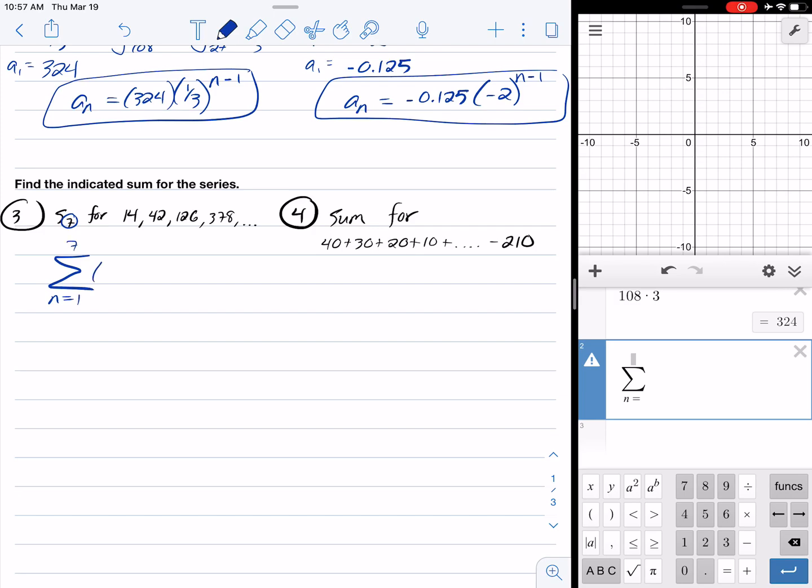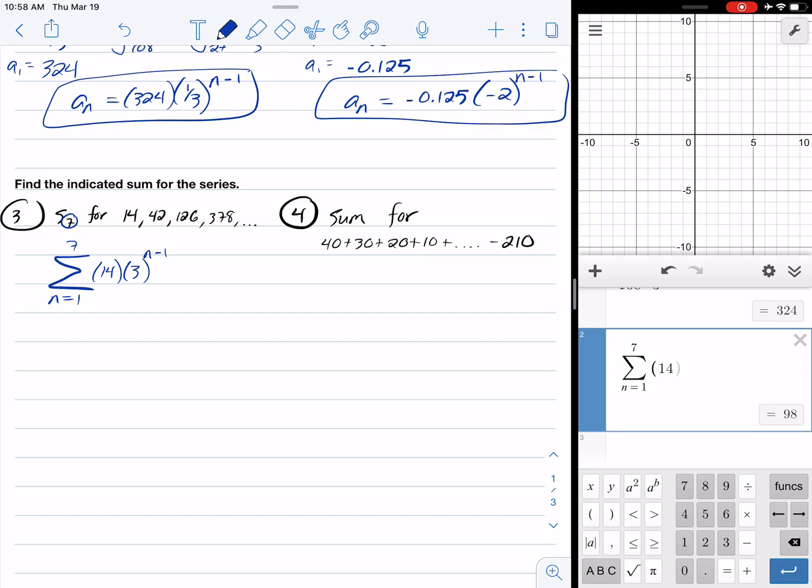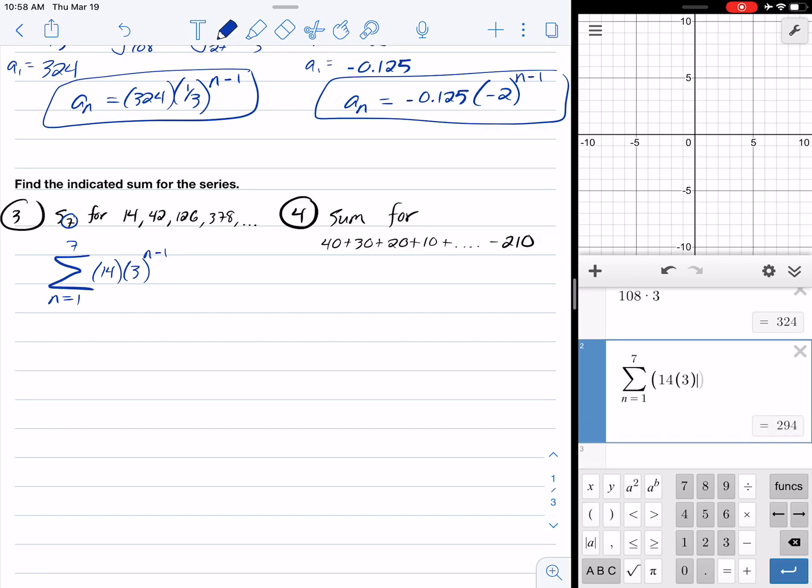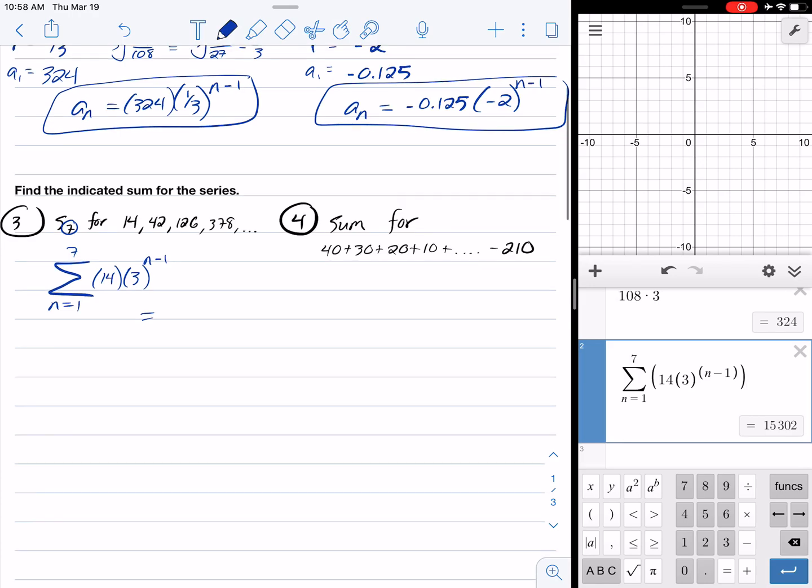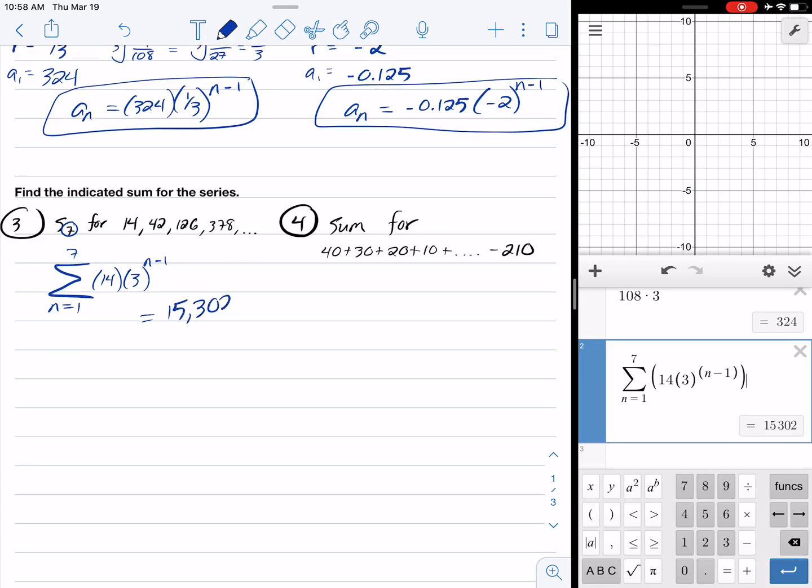So we're starting at 1, going up to 7 terms. And then the rule here was 14. This was a geometric series. It was tripling, 3 to the power of n minus 1. And just punch that in on Desmos. Make sure you're careful with sets of parentheses. So 14 times 3 to the power of n minus 1. Close, and we would get a partial sum of 15,302 for the first 7 terms.